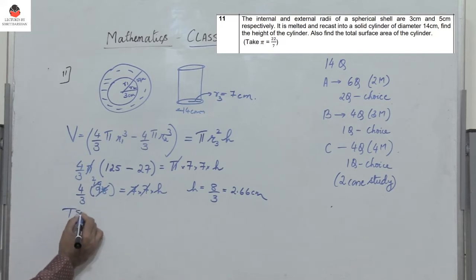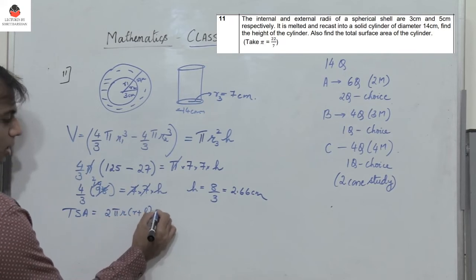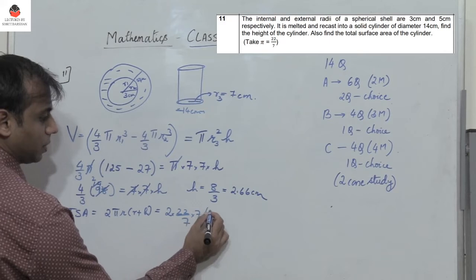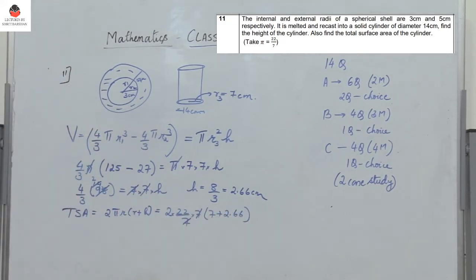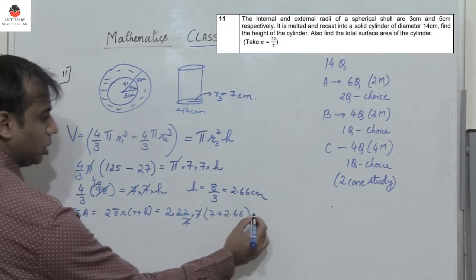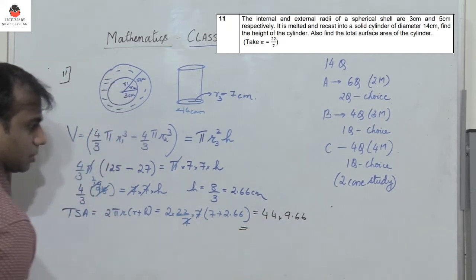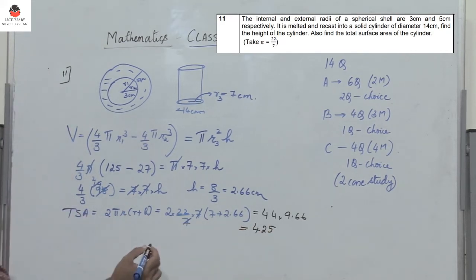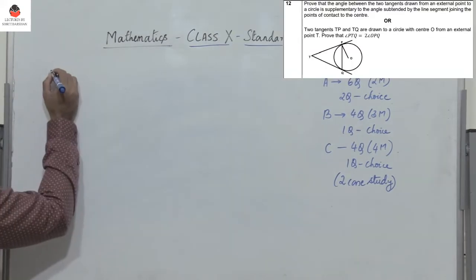The total surface area of the cylinder is 2 pi r into r plus h. We know this formula, which is 2 into pi, which is 22 by 7, into r, which is 7, into r plus h, 7 plus 2.66. So 7 gets cancelled. We get 22 into 2 is 44. So you have 44 into 9.66. Right? So the total surface area will be 425.33 centimeters square.